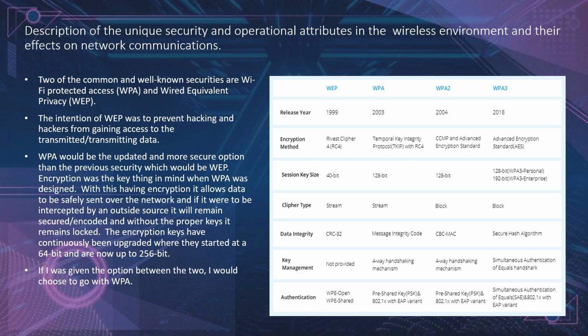Encryption was the key thing in mind when WPA was designed. With this having encryption, it allows data to be safely sent over the network, and if it were to be intercepted by the outside source, it will remain secured, encoded, and without the proper keys, it remains locked. Encryption keys have continuously been upgraded, where they started at 64-bit and are now up to 256-bit. If I was given the option between the two, I would choose to go with a WPA.